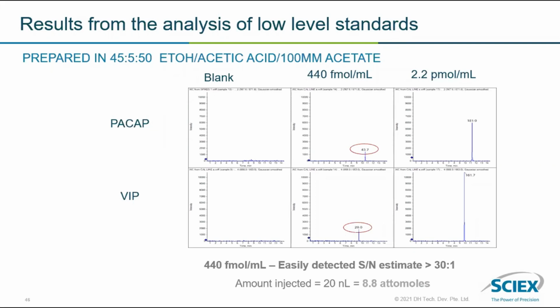If you look at PACAP, in the blank we didn't get any peak, as expected. At 440 femtomole, we got a separation of PACAP, and you can see the red circle, which indicates the signal-to-noise ratio. For VIP also, the blank has no profile, and we also achieved 440 femtomole for VIP. For this application, we injected around 20 nanoliters of the sample for analysis of the different concentrations of PACAP and VIP samples.